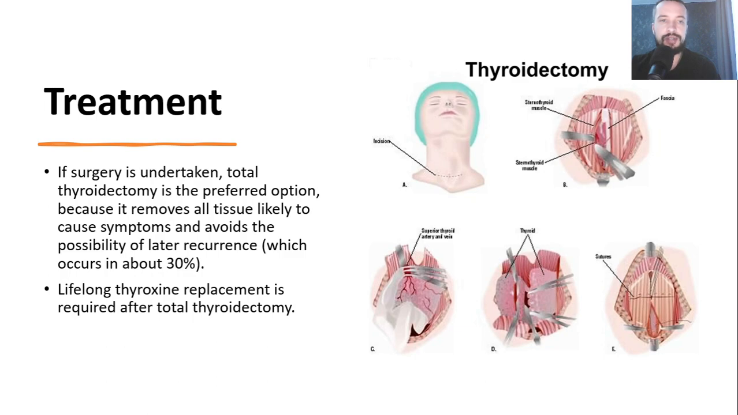If surgery is undertaken, total thyroidectomy is the preferred option because it removes all tissue likely to cause symptoms and avoids the possibility of lateral recurrence, which occurs in about 30%. Lifelong thyroxine replacement is required after total thyroidectomy.